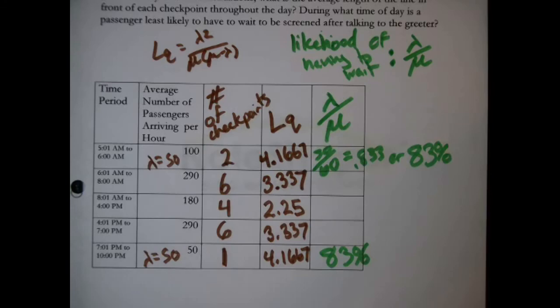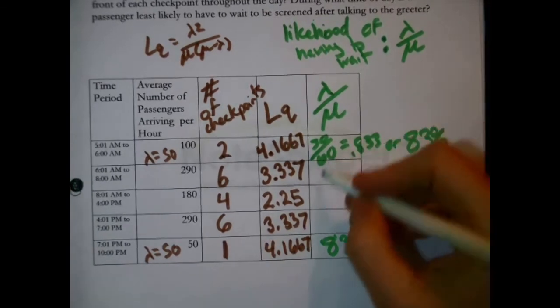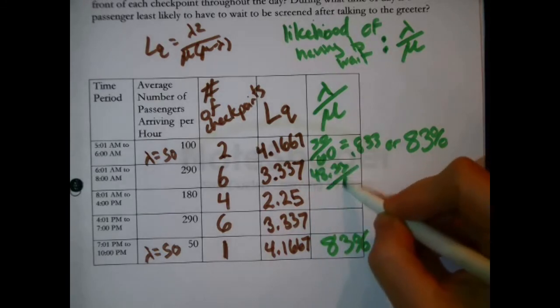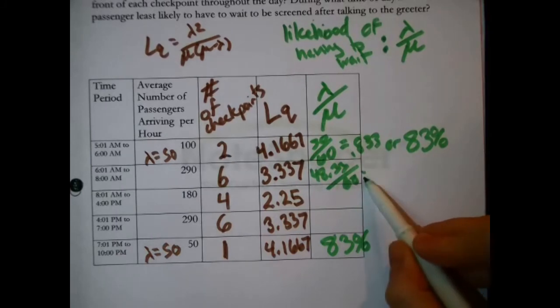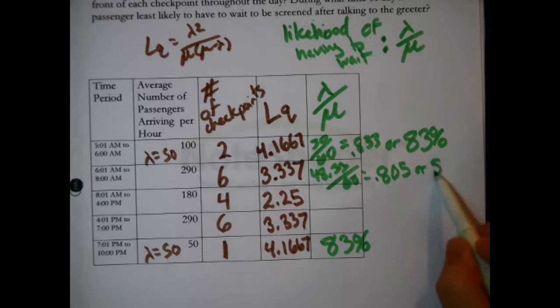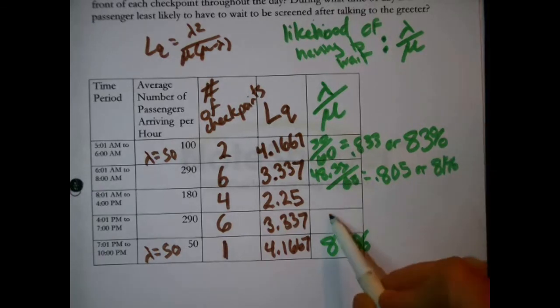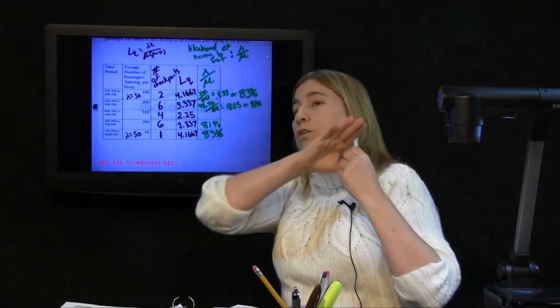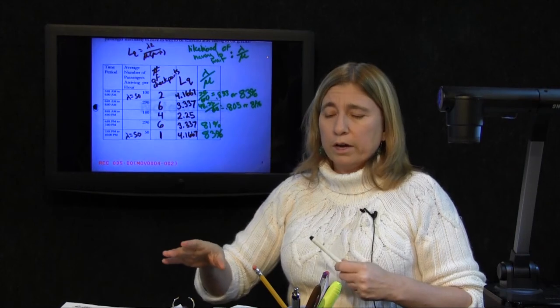It asks what time of the day is it least likely you'll have to wait. Well then we can fill in the other ones. My calculations don't show that 6 a.m. to 8 a.m. is too terribly different. I mean, you get 48.33, that's the lambda divided by 60, right? And that gives 0.805, which is basically 81%. There's a slightly smaller chance, and this would be the same down here, during those peak periods where all 6 lanes are open that you would have to wait.